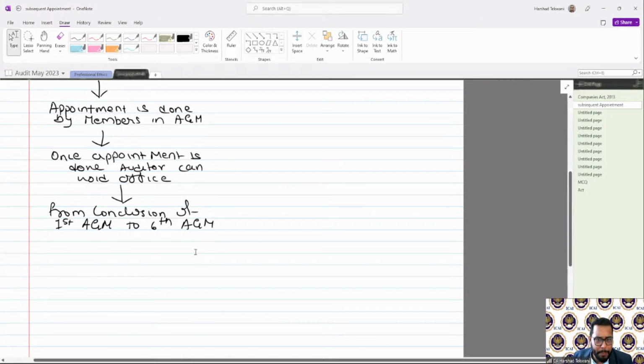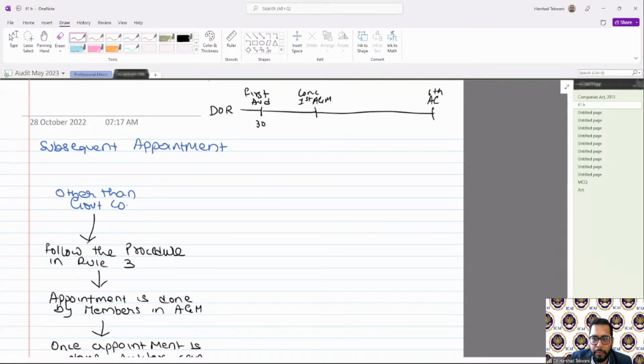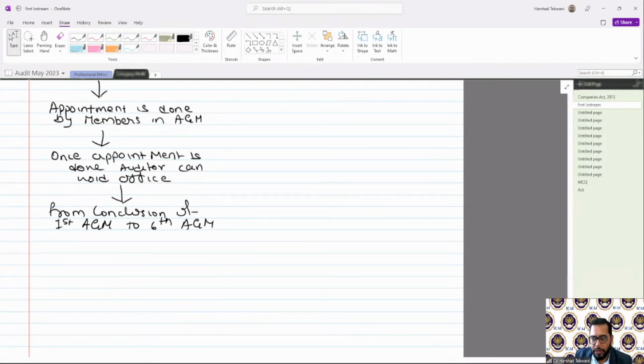Now I'll tell you, it's pretty simple. When the company gets incorporated, from the date of registration to 30 days, let's say, the first auditor is required to be appointed. This first auditor holds office till the conclusion of the first AGM. From the first AGM to the conclusion of the sixth AGM is the subsequent auditor. So that becomes your 5 years. From the conclusion of the first AGM to the conclusion of the sixth AGM, your subsequent auditor holds the office.